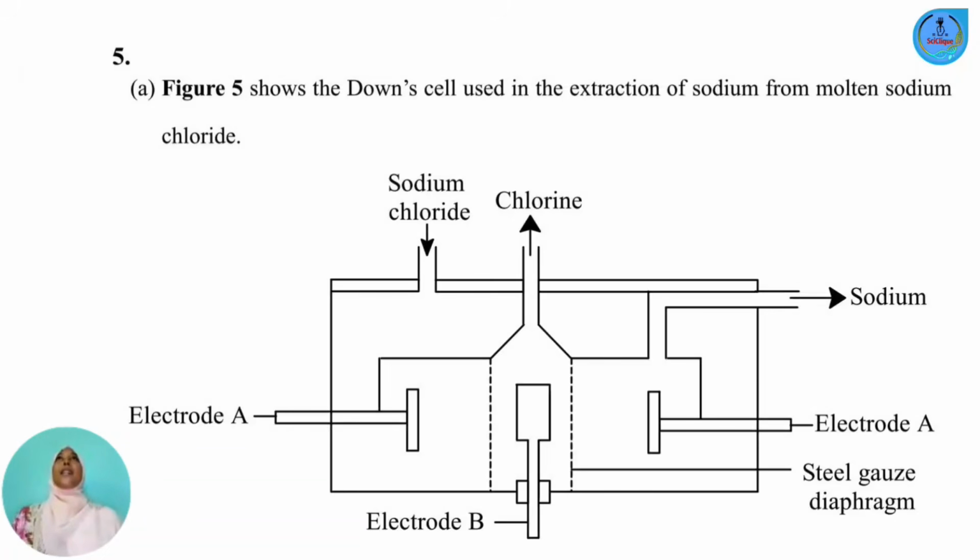Okay, guys, let us proceed with question number 5. Part A, figure 5 shows the Downs cell used in the extraction of sodium from molten sodium chloride. This was the reason why I stated that the chapter of metals is very crucial for candidates to understand, because in last year's paper 2, it was tested twice. First in the extraction of copper and now in the extraction of sodium.